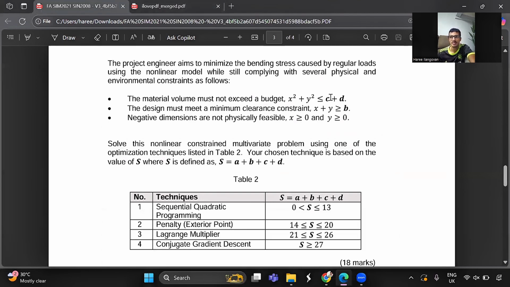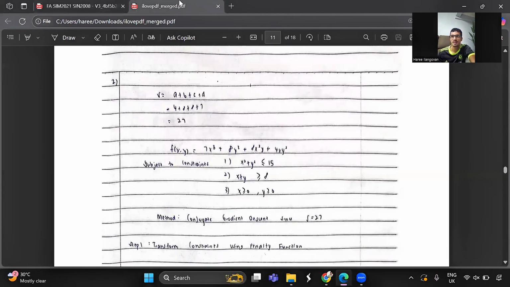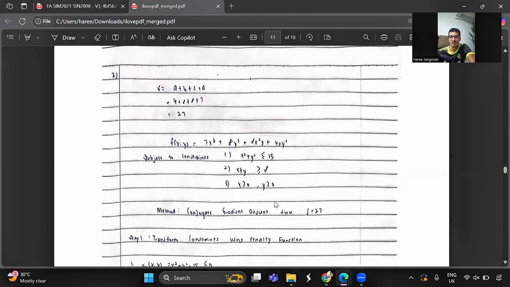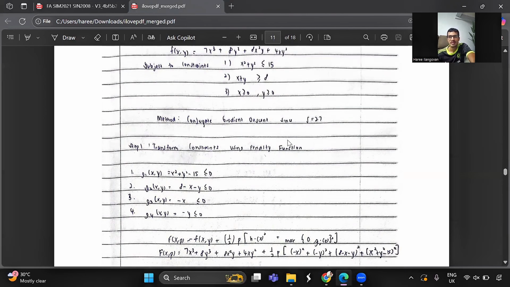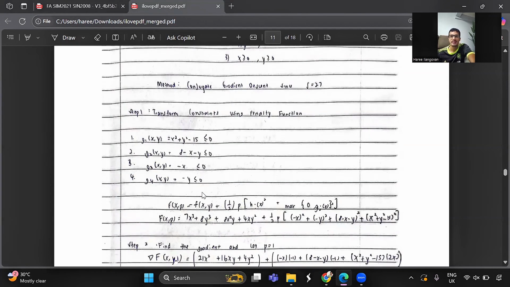Before that, I updated the constraint values after substituting the values. So I got my constraints to be x squared plus y squared less than or equal to 15, x plus y more than or equal to 8, and x and y both to be non-negative. So the first step is to lay out iterations very clearly. And because I'm using the conjugate gradient descent method together with the penalty function, I have to make sure that the inequality must be less than or equal to 0. And therefore, that enables me to substitute into the minimization function.